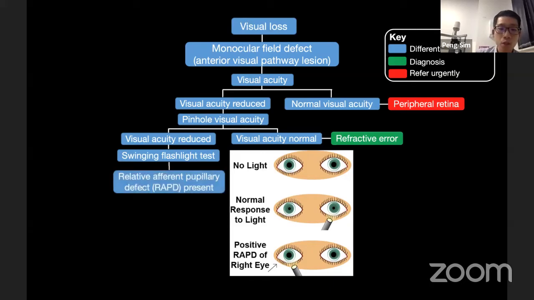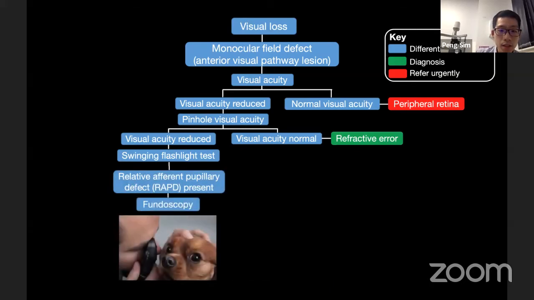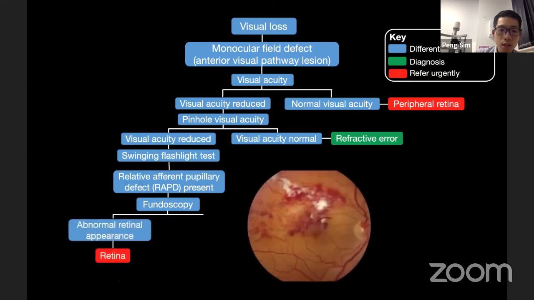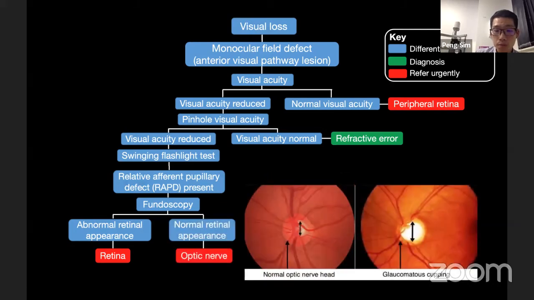So if the RPD is present, try your best. This is not mandatory, but try your best to find an ophthalmoscope and look at the fundus. If the retina is grossly abnormal, as in this picture, you can see that one of the veins is occluded, causing blood to spill into the retina. So this is a vein occlusion. If you see a grossly abnormal retina and there's an RPD, then you know the problem is with the retina. If the retina is normal, then obviously the problem will be in the optic nerve.